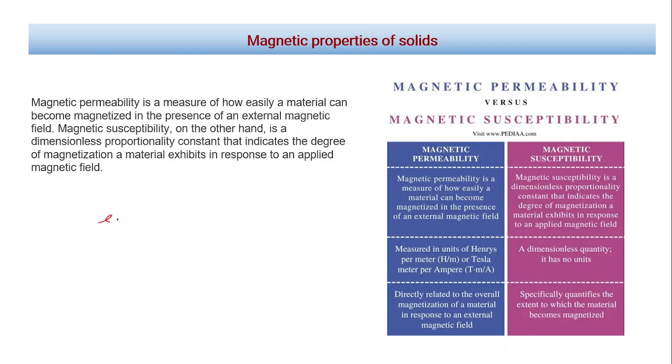Magnetic permeability, its SI unit, whether relative magnetic permeability or even permeability in free space, the SI unit for them is Henry per meter, or Tesla meter per ampere. And for susceptibility, it's a dimensionless quantity.